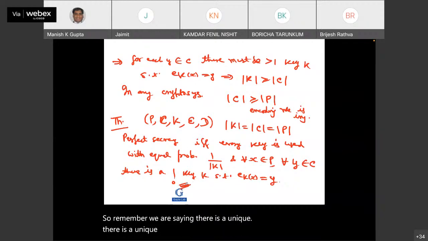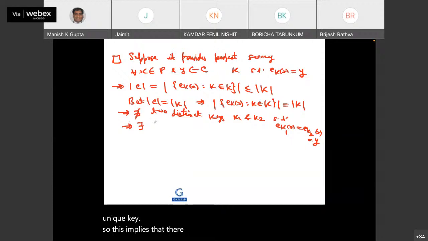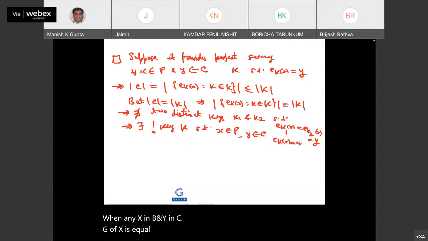First of all, I want to show that there is a unique key k, right? So this implies that there exists a unique key k such that for any x in P and y in C, e_k of x is equal to y. Right, so because of this size, we are able to show this. Now, this is one part of it.